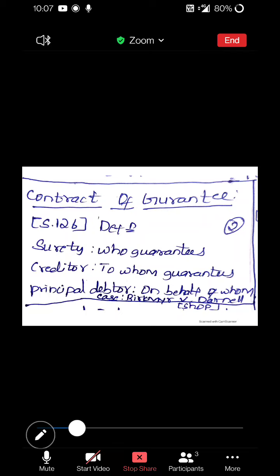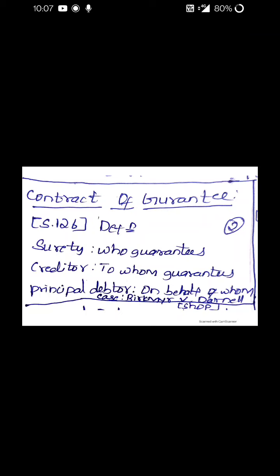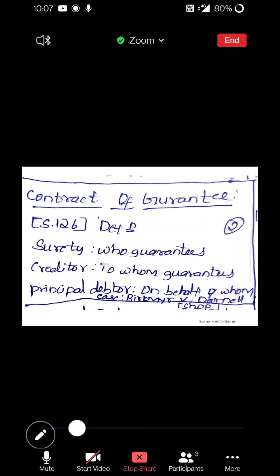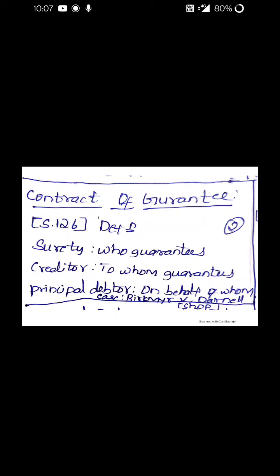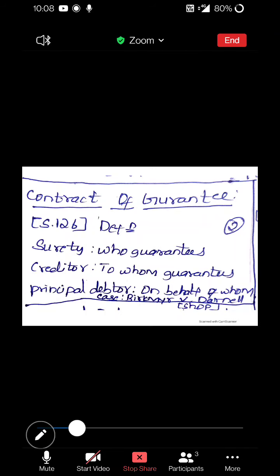So he is the surety. The person who gives the guarantee is called surety. The person to whom the guarantee is given is called creditor. And the principal debtor is the person on behalf of whom the guarantee is given. So surety is the person who is guaranteeing, creditor is the person to whom the guarantee is given, and principal debtor is the person on behalf of whom the guarantee is given.